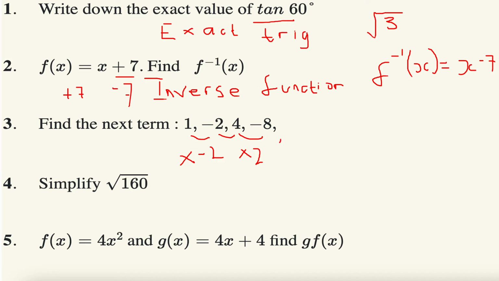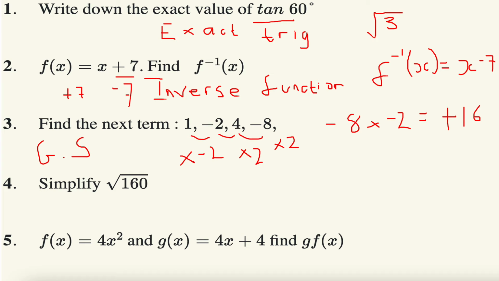So minus 8 times minus 2 is equal to positive 16, because a minus times a minus gives me a plus. 8 twos are 16, or 8 times 2 is 16. So this is what I call a geometric sequence. I'll put GS for short. Geometric sequence.